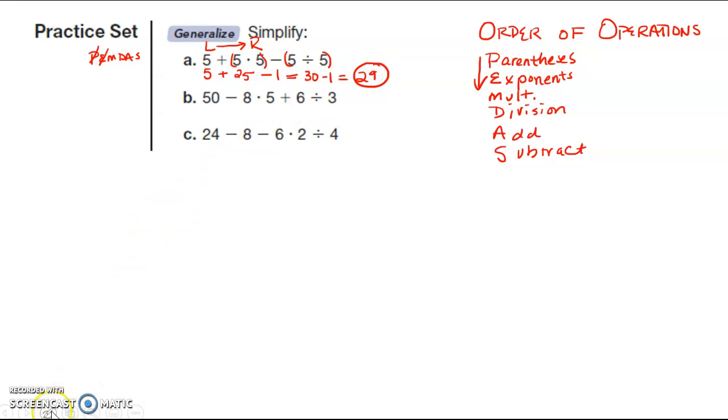Let me change colors here, and we'll do the same thing for B. Let me write down our little acronym. We have no parentheses and no exponents, so I'm going to have to start with my multiplication and my division. So nothing happens with the 50 minus. We have 8 times 5 is 40. We bring down the addition symbol. 6 divided by 3 is 2. Now we have addition and subtraction, so we can go from left to right. So I have 50 minus 40 is 10, plus 2 is 12.